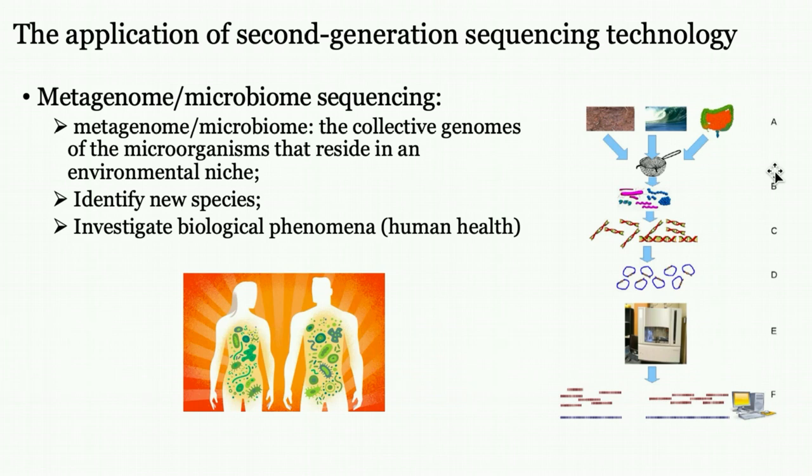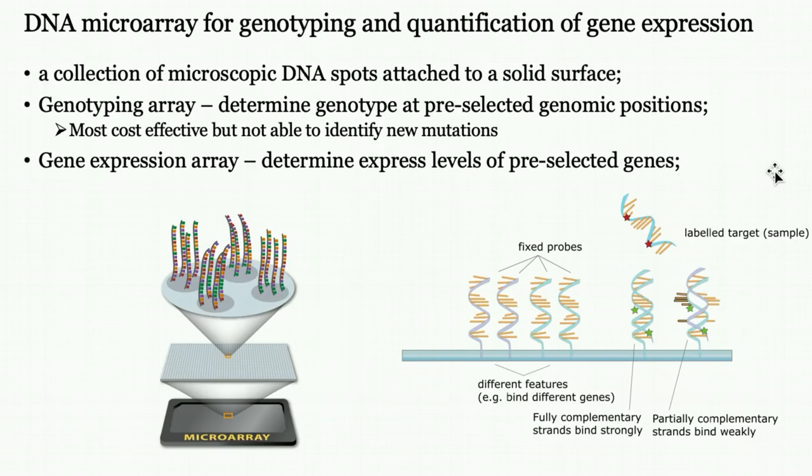And now microbiome, so the microbes that live inside our body have been found to be very important for human health. And this kind of study was only available very recently because of the second generation sequencing technology. Before I go into the third generation sequencing technology, I want to mention that the DNA microarray is not sequencing. It's just another technology to measure genotype, another technology to measure gene expression.